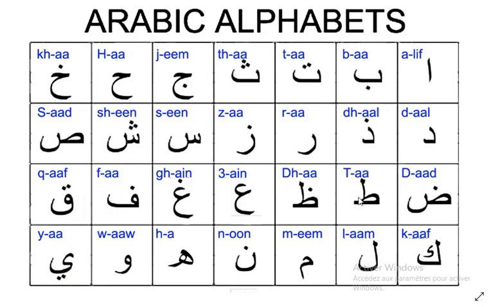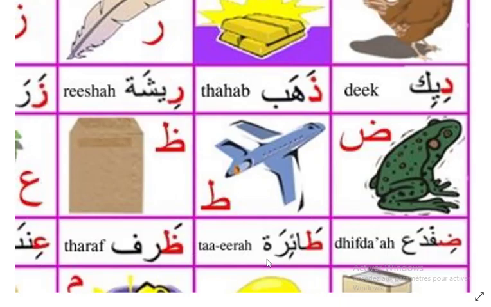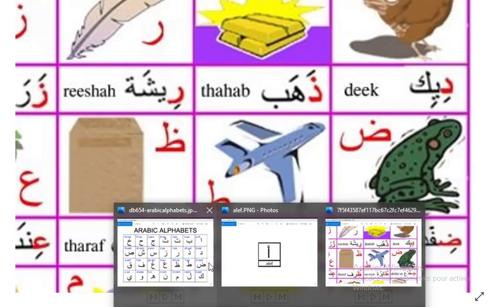طا. This is the name, طا. So we have ta, طا. Ta is thin. It is a thin sound. طا, it is a thick one. The sound is طا. طائرة, which means plane or airplane.